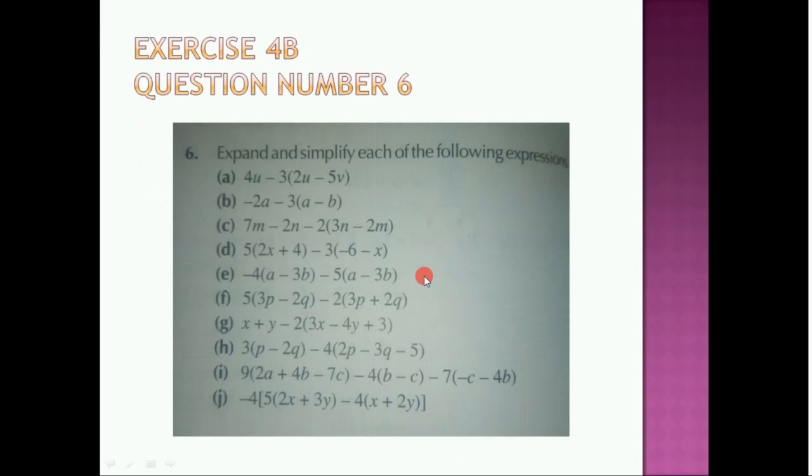So you can see here, this is exercise 4b, question number 6. These are the questions: expand and simplify each of the following expressions. Simplify these questions for your practice.